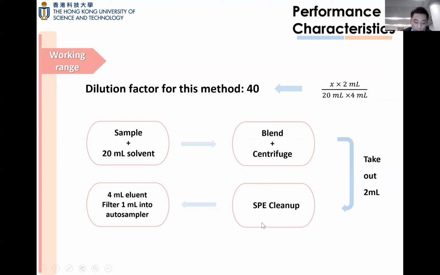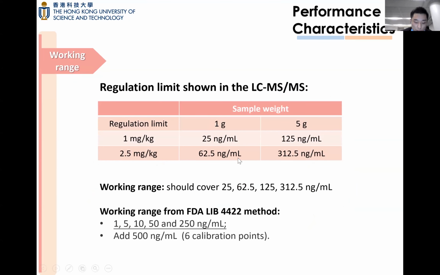And next is the working range. The working range should cover the regulation limits, but the unit for these limits is the mass ratio, such as ppb and ppm. The results shown in the LC tandem mass are in the units of concentration. So the first step of the estimation of the working range is to convert the mass ratio into concentration level. From the sample pretreatment, the dilution factor is calculated as 40. Then the converted result should be calculated and shown in this table.